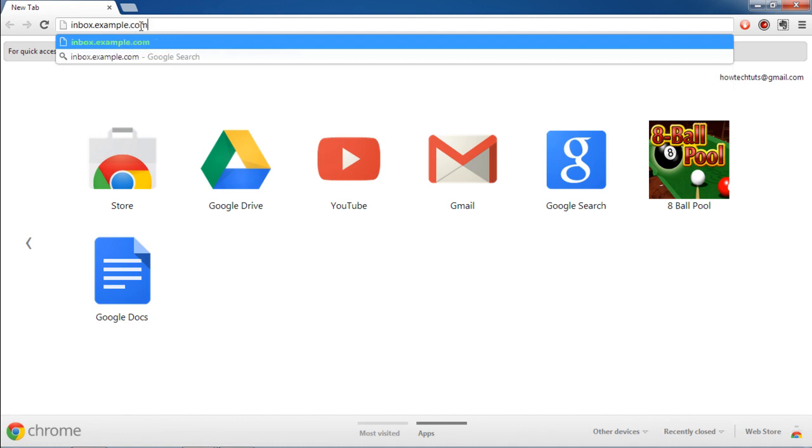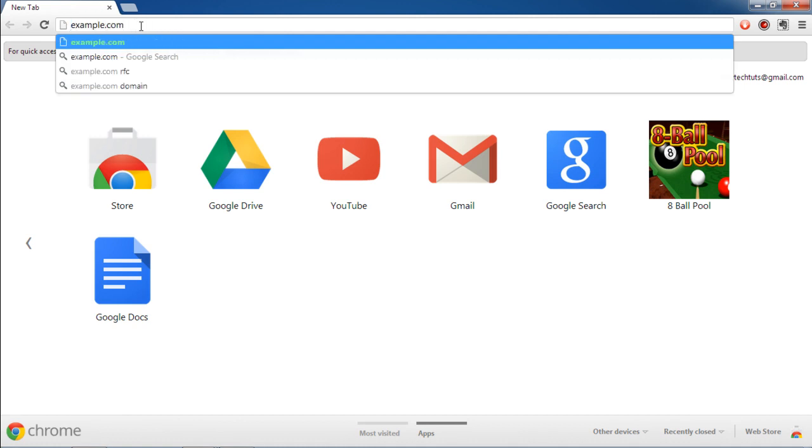Inbox.example.com is a subdomain, while example.com is a domain. Basically, subdomains have the same relation with domains that subfolders have with the main directory or the root folder.